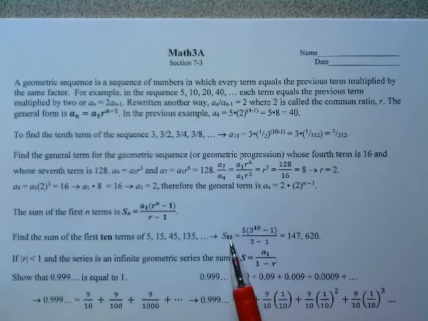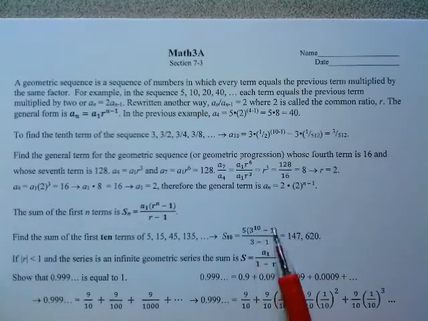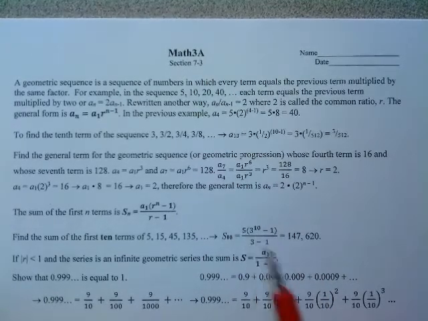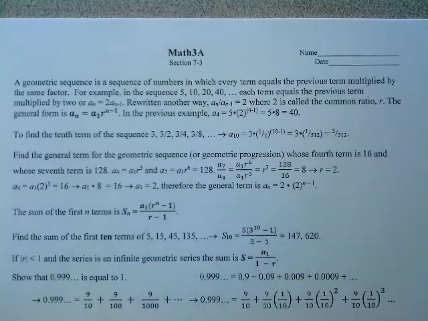We want the 10th one, so that will match in this particular case. And so 3 to the 10th power, subtract 1, times 5, all divided by 3 minus 1, and that gives us 147,620. And of course, geometric terms, when they're above 1, will increase much faster than arithmetic ones will.